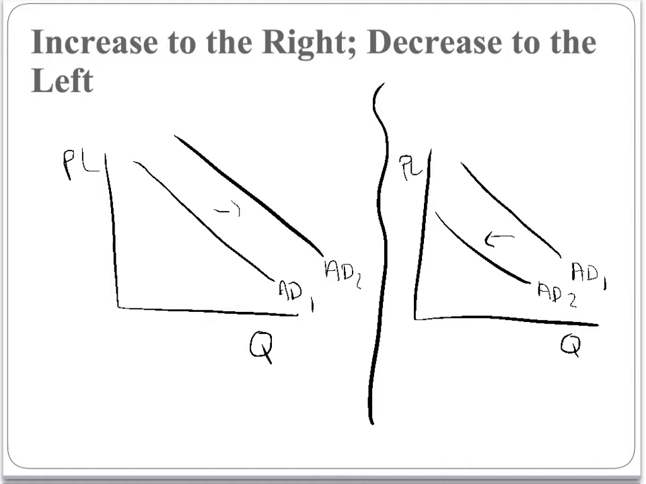Just as in individual and market demands, aggregate demand shifts the same ways. Increase in aggregate demand to the right, shown on the graph on the left. Decrease in aggregate demand to the left, shown on the graph on the right. So an increase in aggregate demand to the right, a decrease in aggregate demand going to the left.